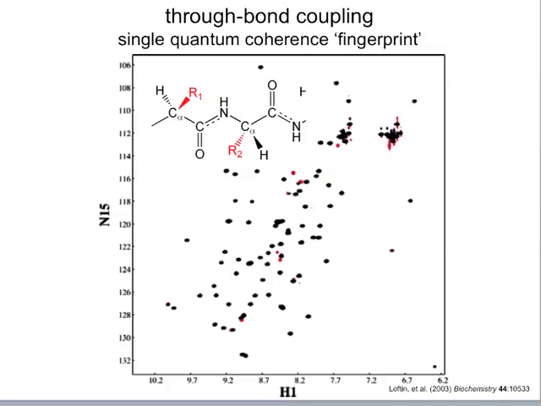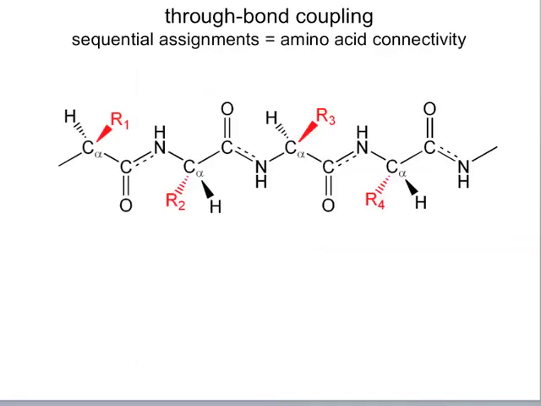Now, a big trick is assigning this spot to a particular amide, and that's easily done as well. This is called sequential assignments, and it also uses through bond coupling. That is to say, this spin affects a spin a few bonds away. And we don't need to go into the details of those experiments. Suffice it to say that there are many, and what one can do is assign every resonance in an NMR spectrum to a particular atom in a protein.